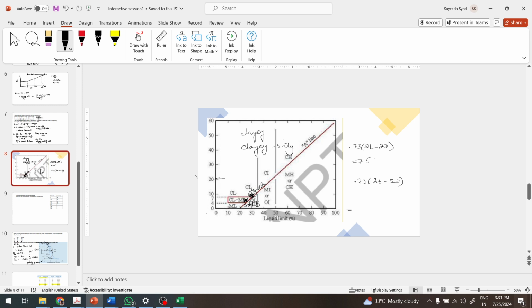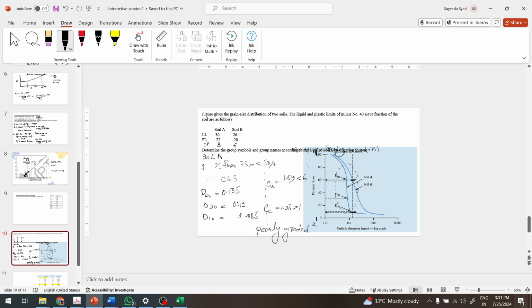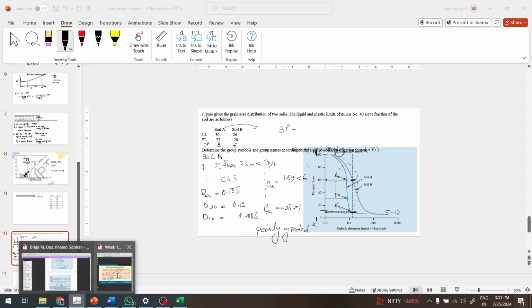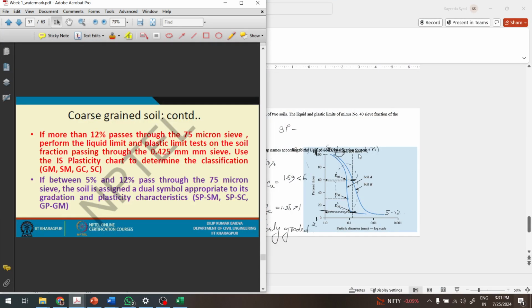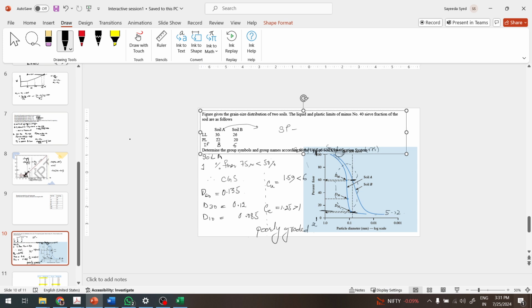Okay, so let's move back here, because the percentage finer than sieve 200 is between 5 and 12%. So soil A will have a dual symbol. It will have sand, poorly graded, and sandy clay. This will be the classification for soil A.